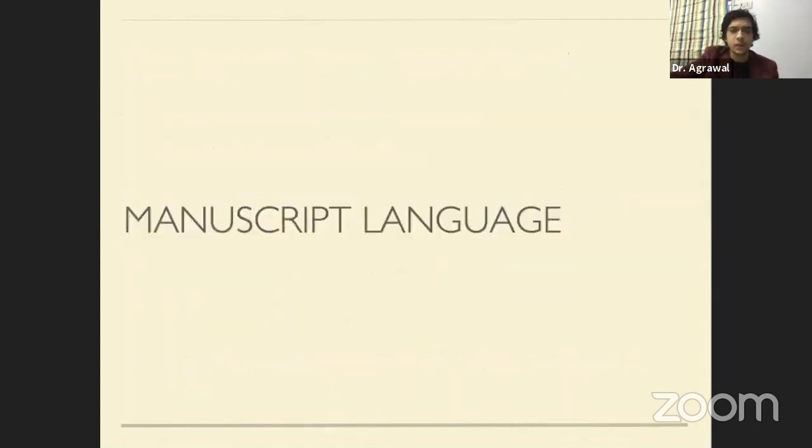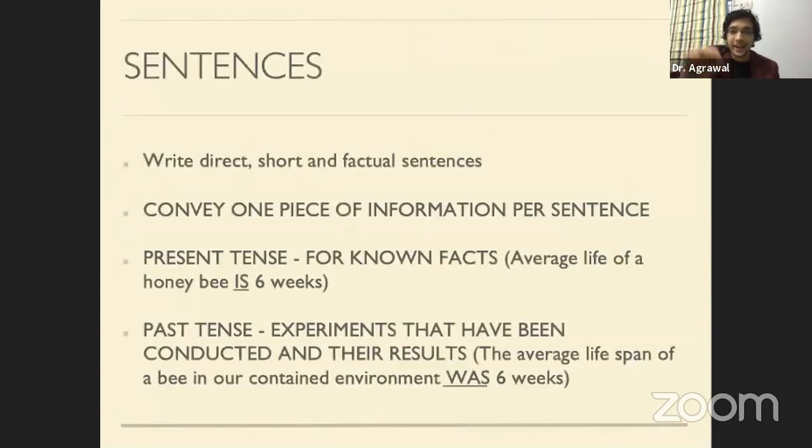Okay. Last three slides, we're going to talk a little bit about manuscript language. Write direct, short, factual sentences, right? The average length of a sentence should be around 10 to 12 words. If it's longer than that, see if you can decrease it. If not, it's fine.